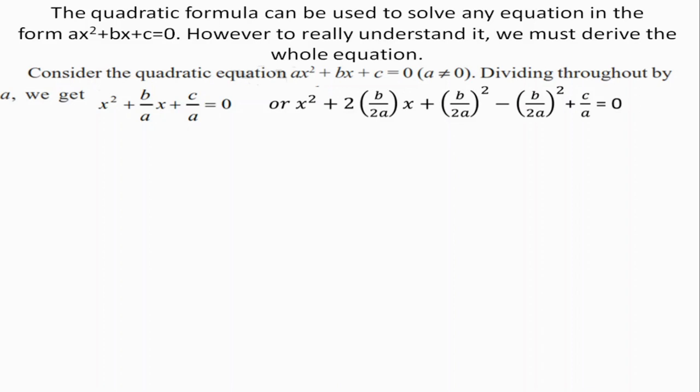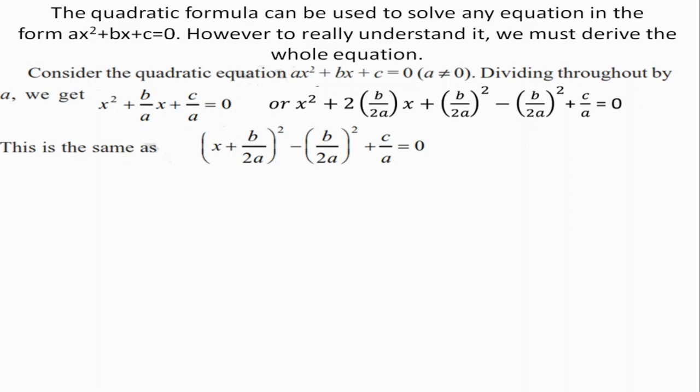Now we split the middle term. We can write the middle term b upon a x as 2 into b upon 2a. The 2 cancels, so it's the same as b upon a. And we add b upon 2a whole square and subtract b upon 2a whole square plus c upon a, because we made it a complete square. So the formula applies here, a square plus 2ab plus b square.